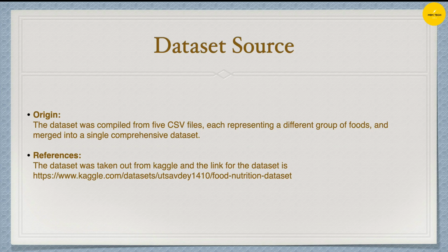So let's talk about the dataset source. The dataset I used came from Kaggle, combining 5 CSV files into one comprehensive dataset covering a wide range of foods. This gave me a solid foundation to explore nutrient patterns across major food groups. The link from which I got the dataset is mentioned over here in the second point.